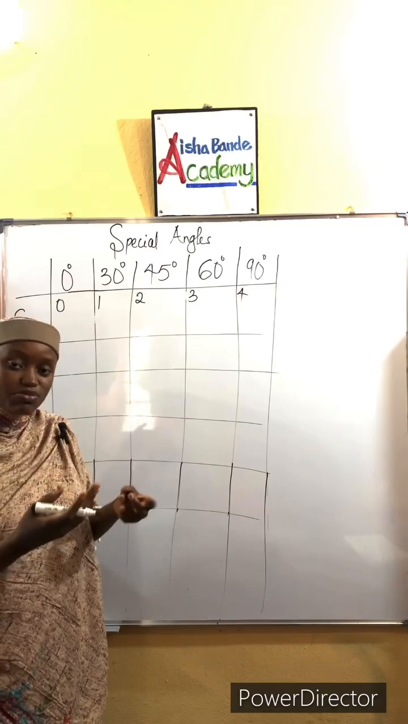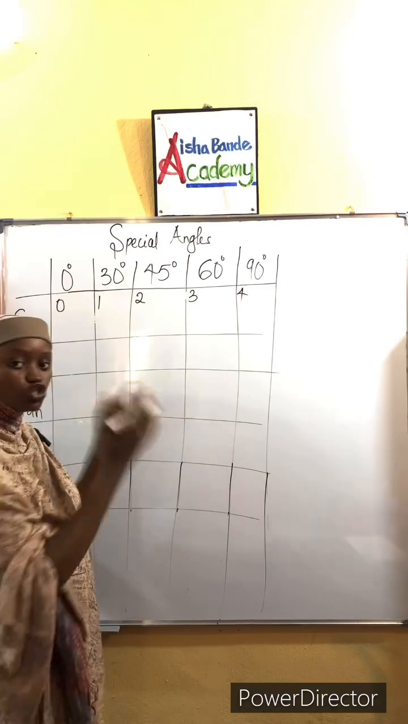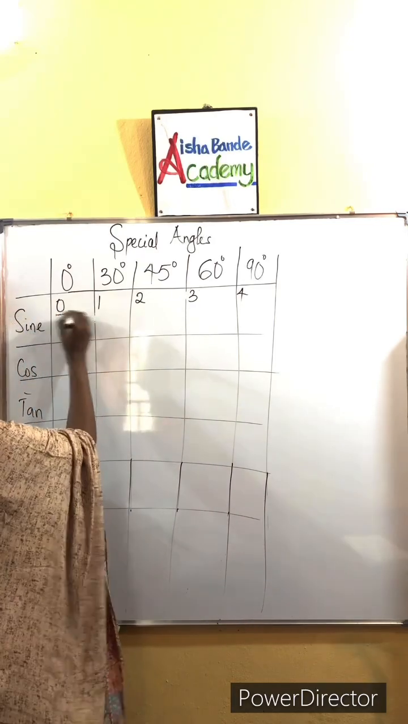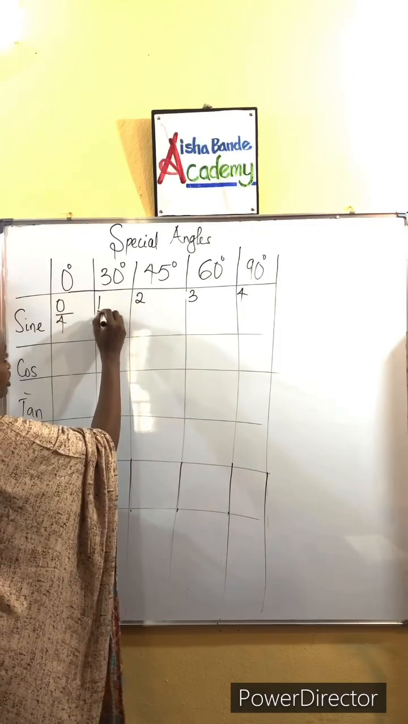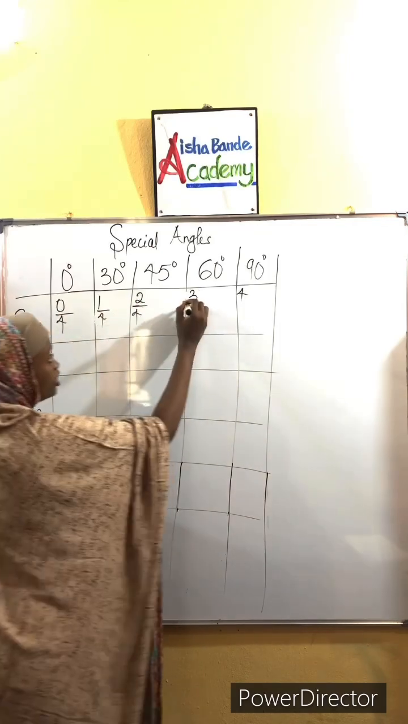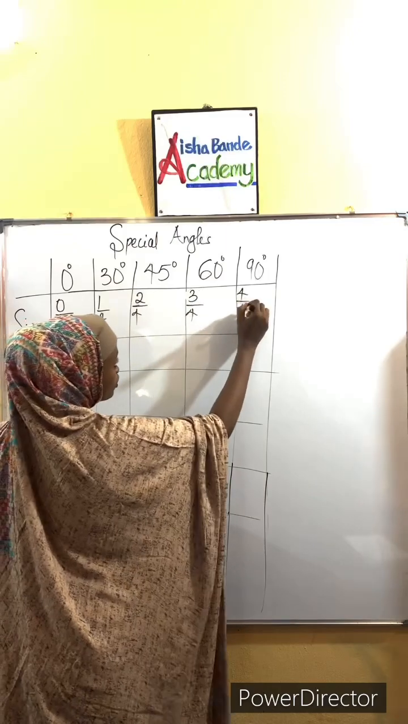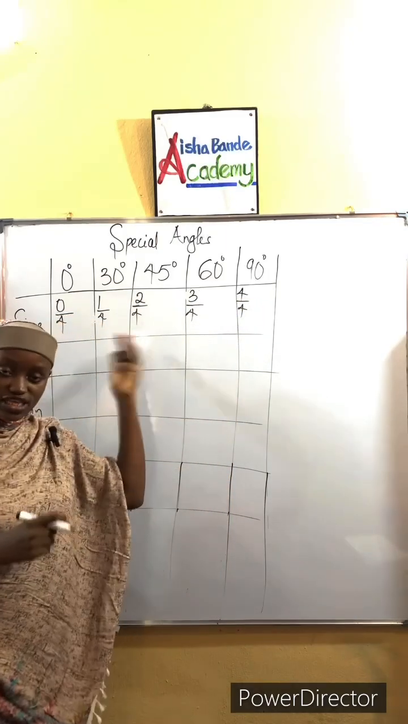Then the second step is for us to divide each of those numbers by 4. So this becomes divided by 4, divided by 4, divided by 4. Here 3 divided by 4 and 4 divided by 4. This is the second step.